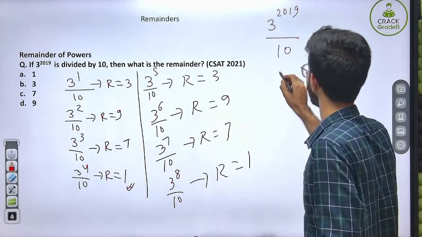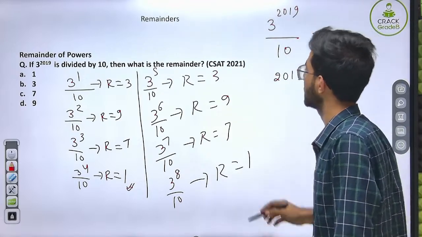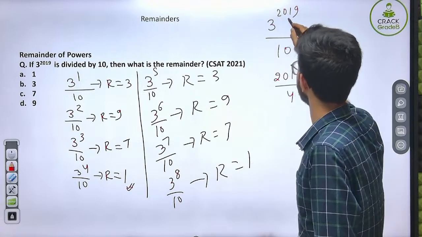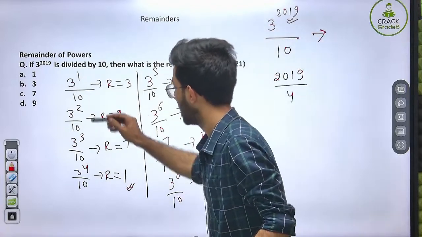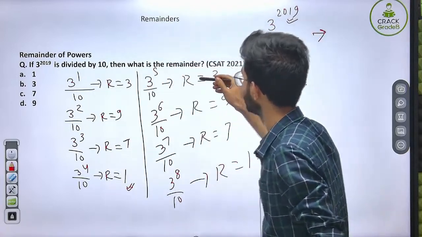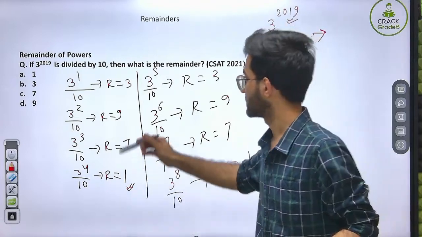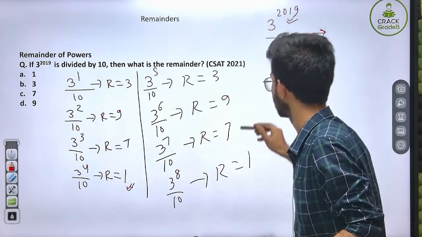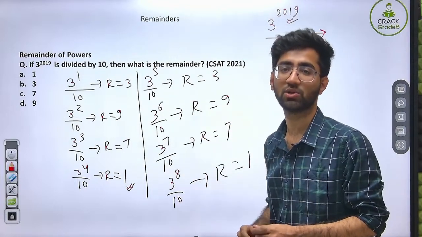So basically you will have to do one thing. You will have to divide 2019 by 4. Why are we dividing 2019 by 4? You can notice that after the 4th power, the remainders have started to repeat themselves. After the 4th power, see, 3, 9, 7, 1 means after the 4th power, the remainders have started to repeat themselves.